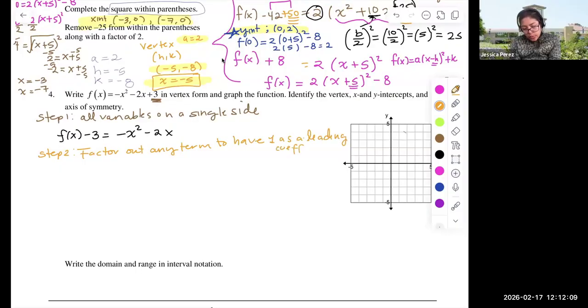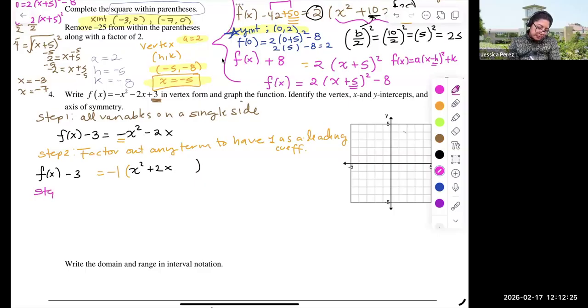So in this case, what do I have to factor out? I factor out a negative 1. Now I'm left with x squared plus 2x. I'm going to leave a space, and then over here I have f of x minus 3. Now I'm going to complete the square.